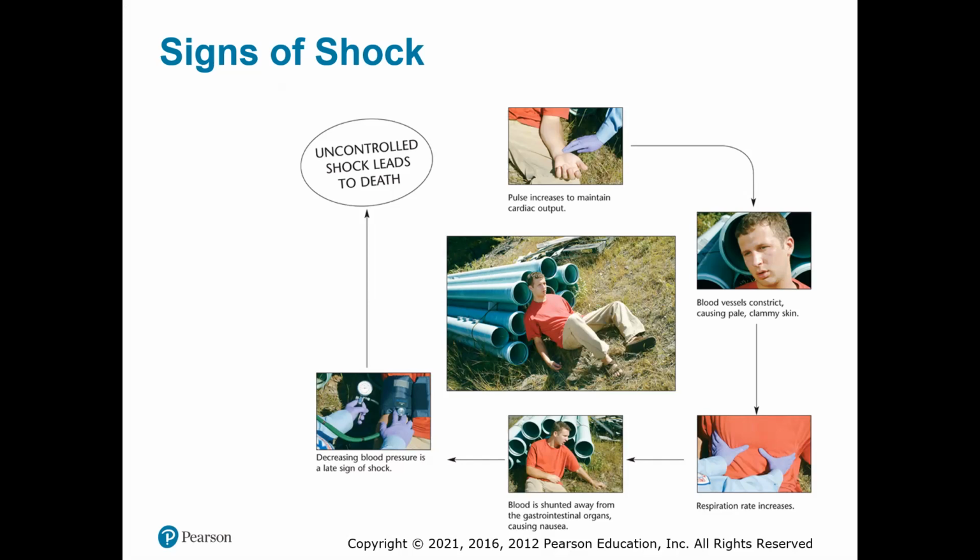So the GI system is going to start causing some nausea, and then a decrease in blood pressure is definitely a late sign of shock. So if we don't intervene immediately, it's going to become irreversible shock, and it can lead to our patient's death.